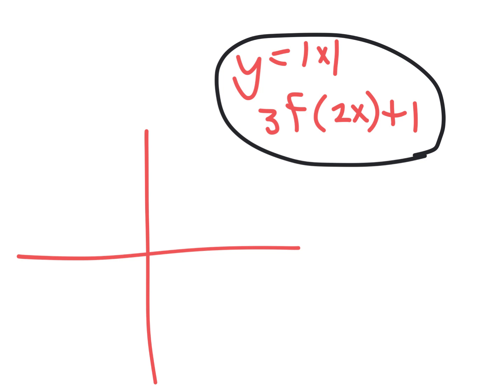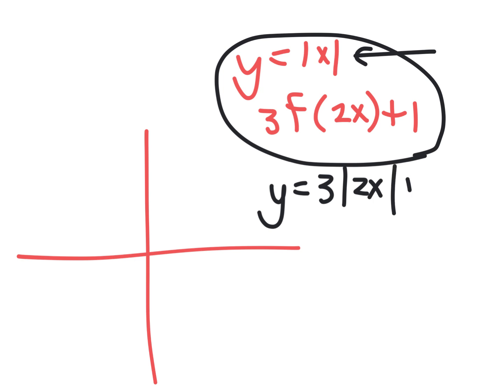Starts with y equals. What do you think? 3f. Except we don't want to have the f there anymore because we know what the function is. See, you put f when you don't know what the function is, but we know what the function is. It's absolute value. So the absolute value of 2x, keep going, plus 1. There it is. That is those two put together into one equation.